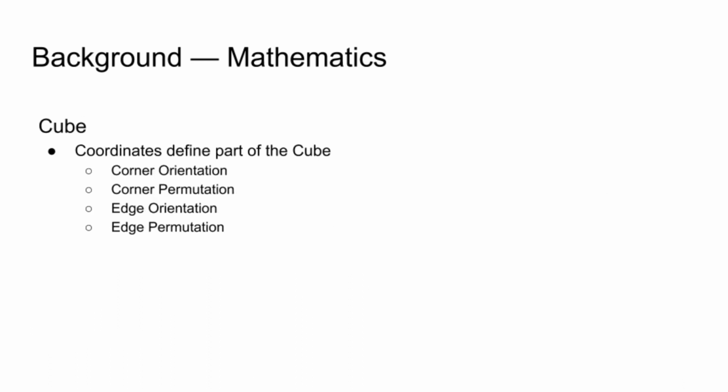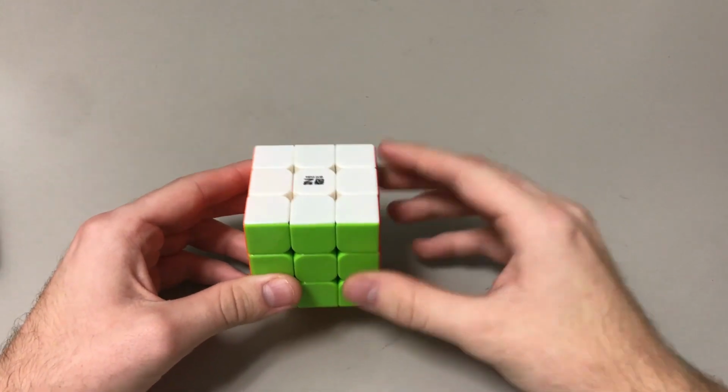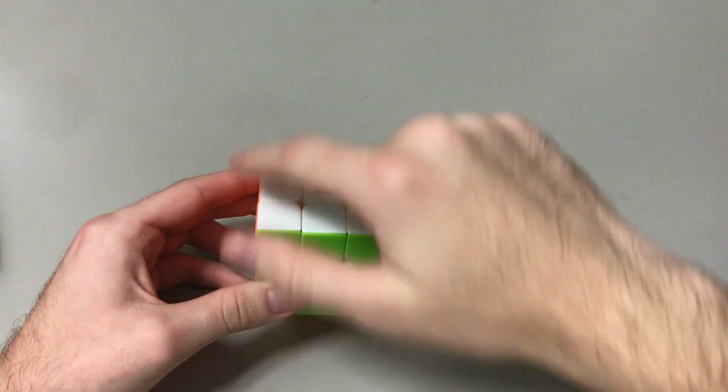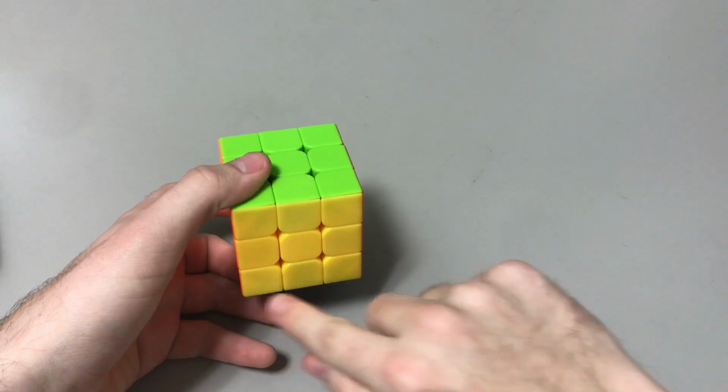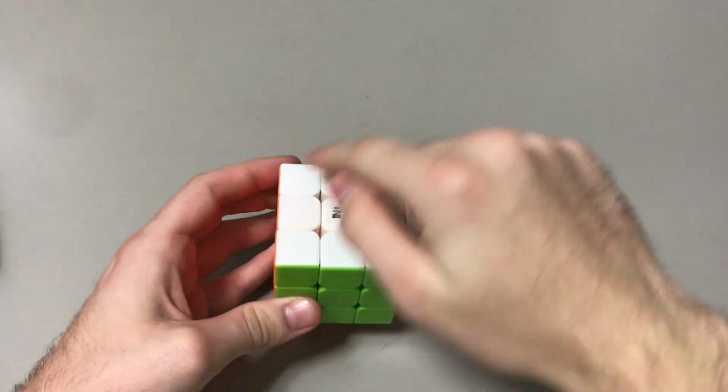Now for a lesson on cube theory. A cube has 20 pieces. There are 8 corners and 12 edges.